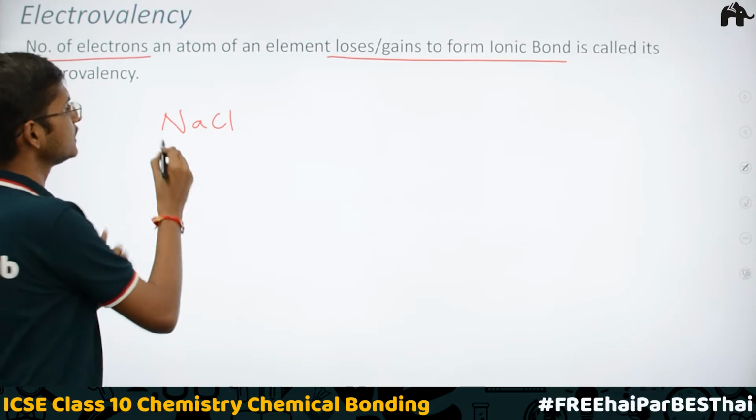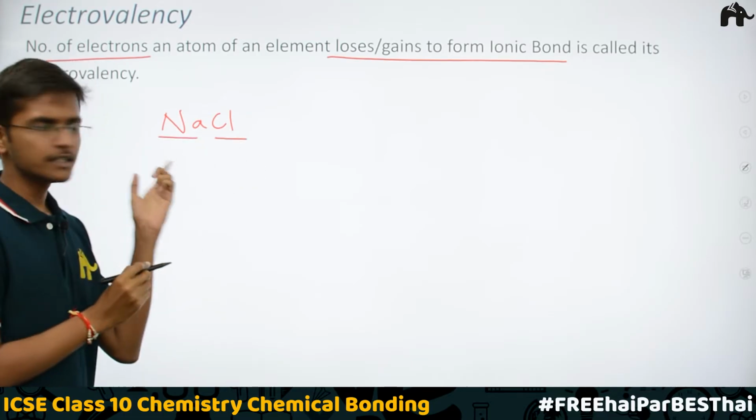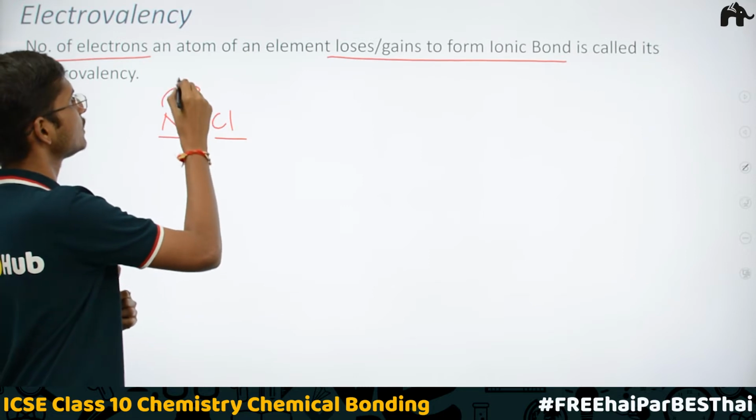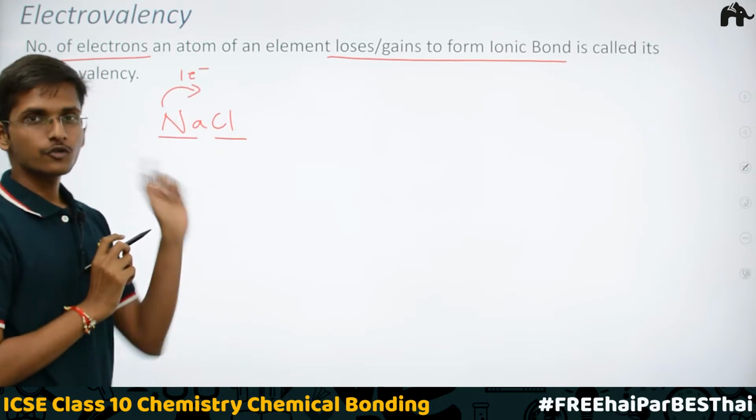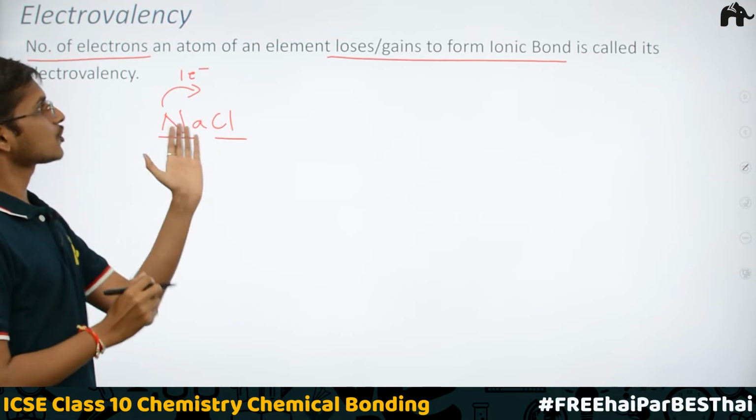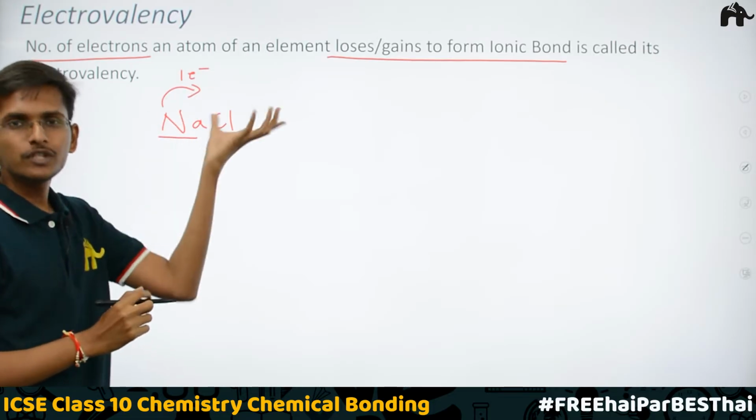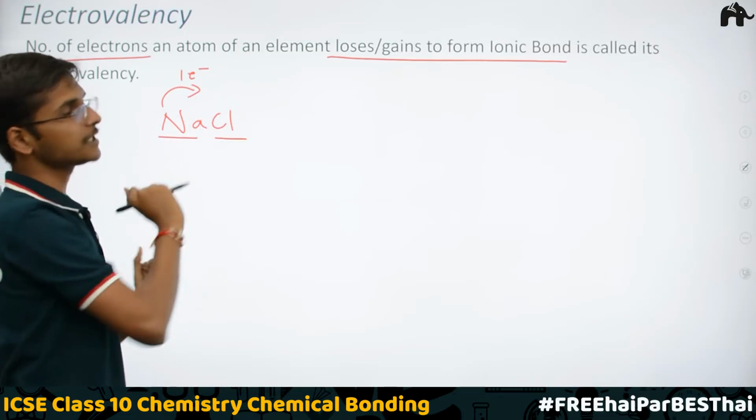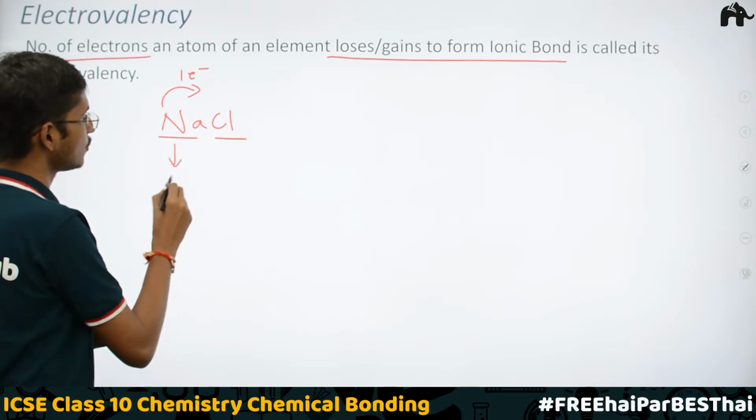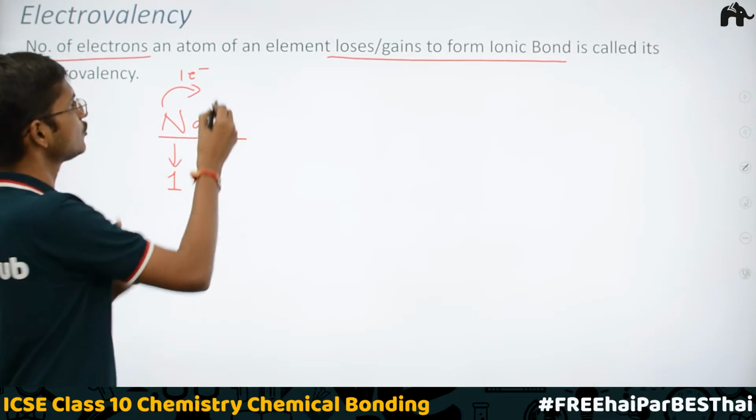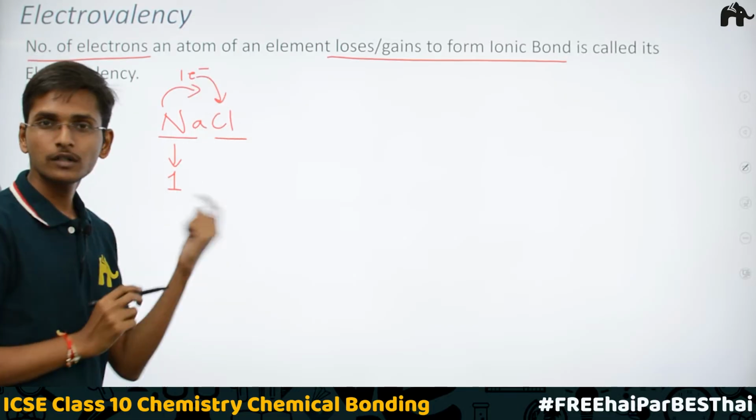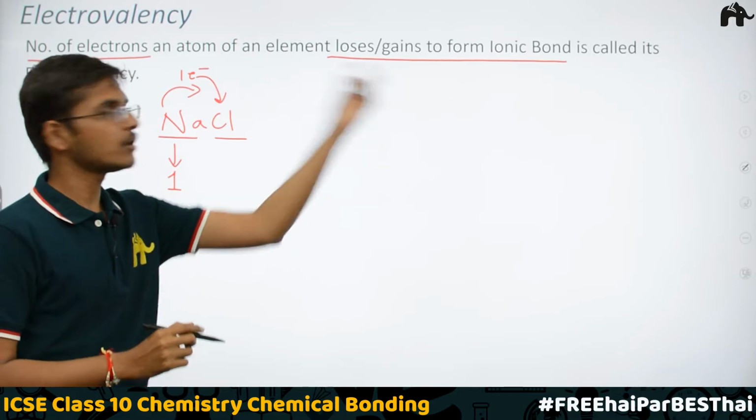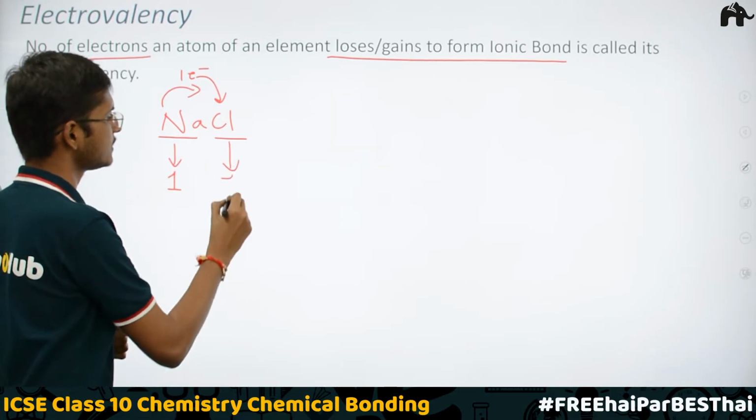What is the electrovalency of sodium in this case, and what is the electrovalency of chlorine in this case? Very simple. We all know that sodium loses one electron. We just saw the number of electrons an atom of an element loses or gains. So it is losing one electron to form the ionic bond, which means the electrovalency of sodium is 1. Similarly, chlorine is accepting that electron, so it is gaining one electron to form the ionic bond. This means that chlorine has electrovalency 1.